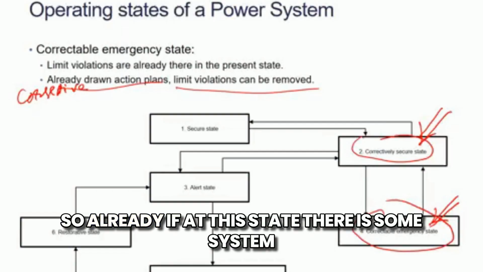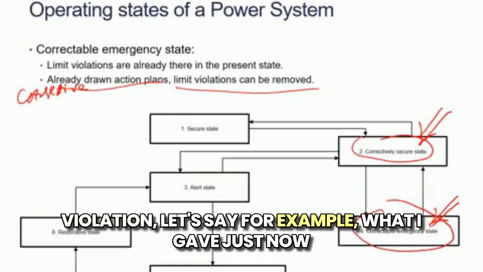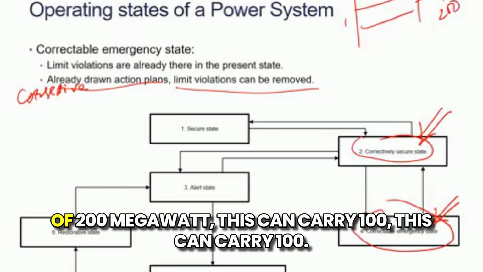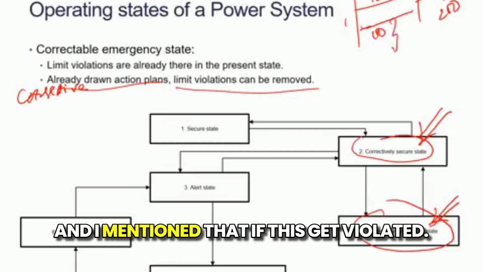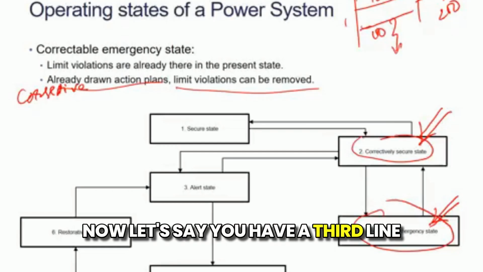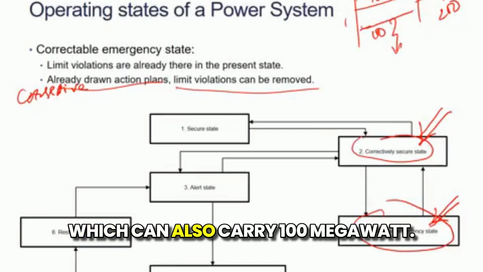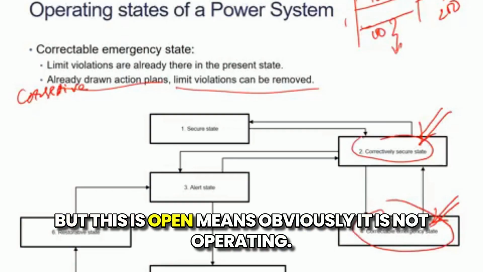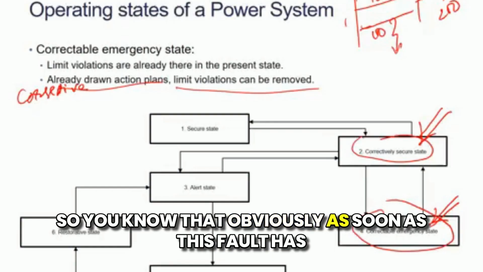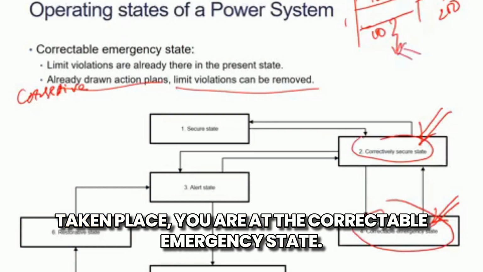So already, if at this state there is some system violation, let's say, for example, what I gave just now: if there is a load of 200 megawatt, this line can carry 100, this can carry 100, and I mentioned that this can get violated. Now let's say you have a third line which can also carry 100 megawatt, but it is open, which means it is not operating. So as soon as this fault has taken place, you are at the correctable emergency state.